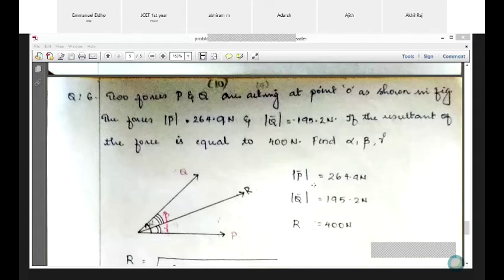Here alpha, here on either side, on the end, you can see the two forces P and Q. Then R is the resultant between P and Q. Let alpha be the angle between P and Q. Alpha is the angle between P and Q. Beta is the angle between Q and R. Gamma is the angle between P and R. Is it clear?